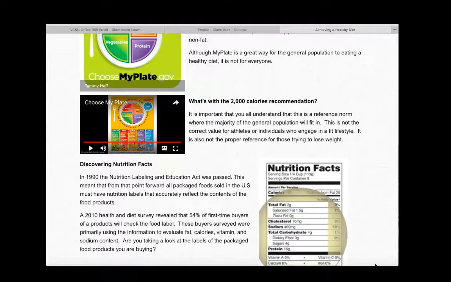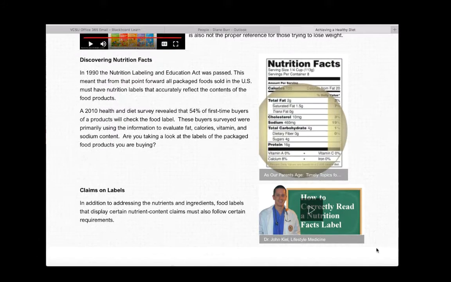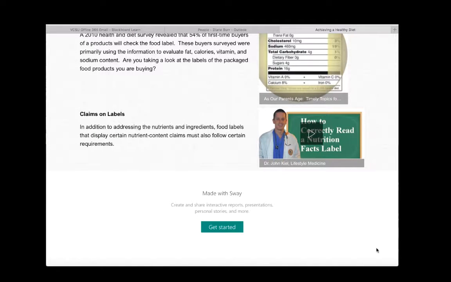Are you taking a look at the labels of the packaged food products you are buying? Because reading labels can be confusing. There are many claims that are made on food labels. In addition to addressing the nutrients and the ingredients, food labels that display certain nutrient content claims must also follow certain requirements. Let's listen to a discussion by Dr. John Keel as he explains how to read a nutrition fact label.